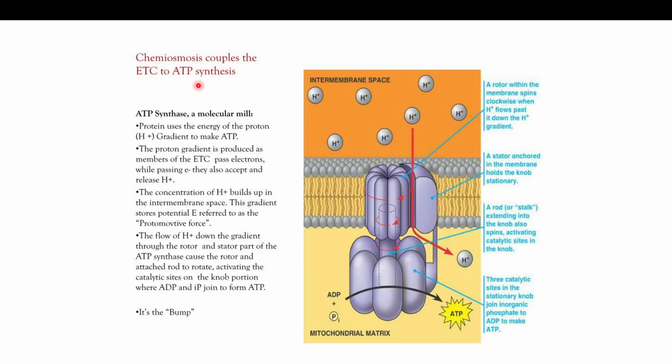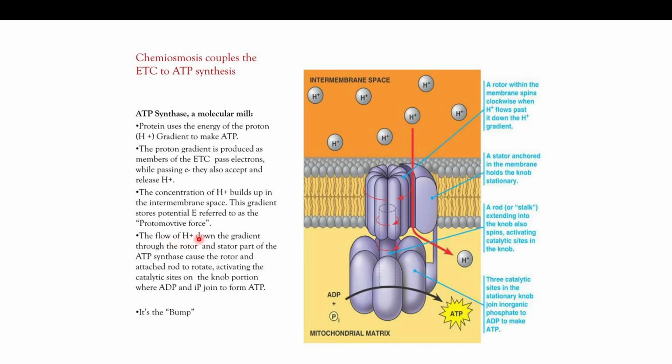Now, this chemiosmosis is coupled to ATP synthesis. ATP synthase is a protein or enzyme which uses the energy of the proton gradient, which we saw got created earlier, to make ATP. The proton gradient is produced as members of the electron transport chain pass the electrons. While passing electrons, they also accept and release H plus. We saw that in the earlier slide. So the concentration of H plus builds up in the intermembrane space, and this gradient stores the potential, which is referred to as the proton motive force.